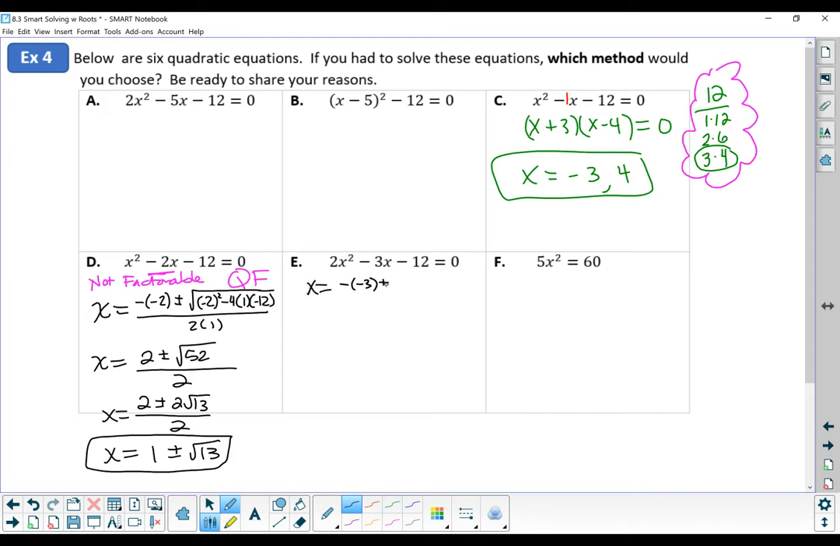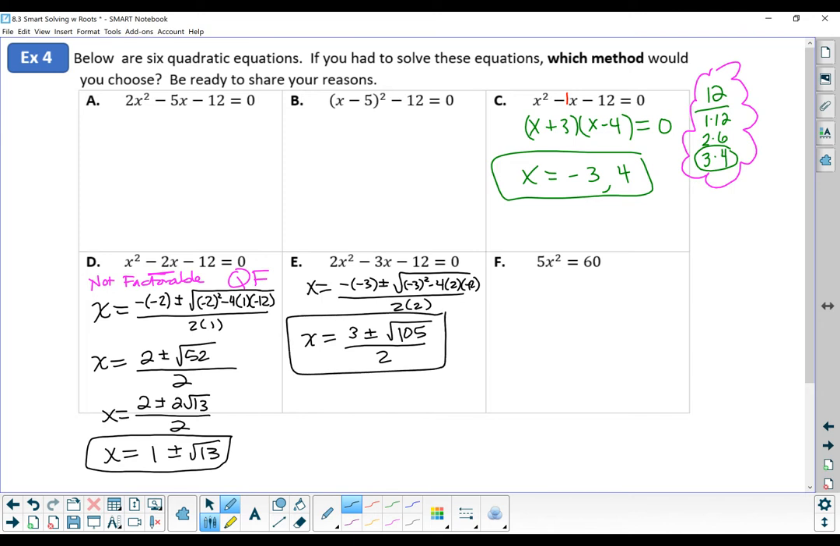Negative b plus or minus the square root of b squared minus 4ac, that's a 12, all over 2a. So this will be 3 plus or minus a root over 2. So in this case, the root is negative 3 squared minus 4 times 2 times negative 12. Sorry about the handwriting on the negative 12. That's 105. Ha! So we were right. It's not factorable because the square root of 105 does not reduce. And so that is just our answers.